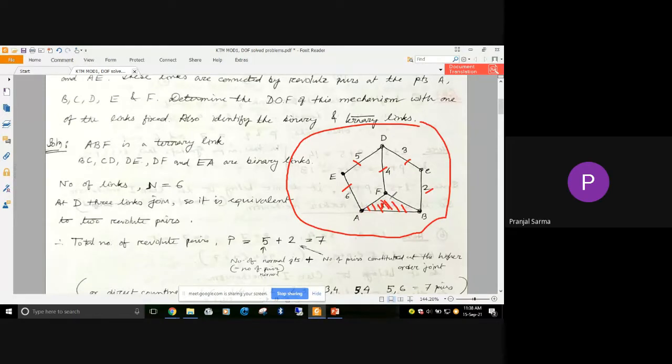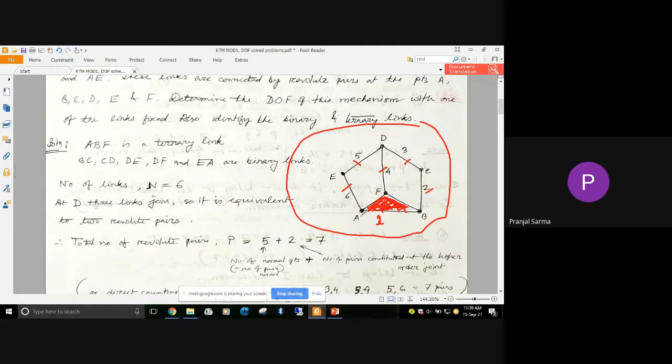The hatch marking was eliminated, so the hatch marking should have been there. I think in this particular figure I had darkened it, but it was not visible in the figure. So this whole thing is one single link. Sorry, so not all are binary links. Because the hatch mark was not as visible, I got confused.